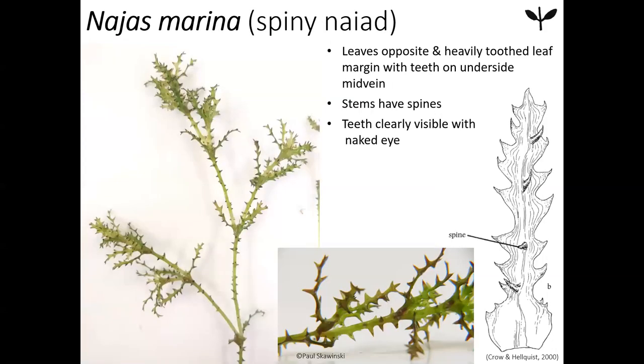And then another species we have is Naias marina. This is, I believe, a restricted species in Wisconsin. Again, it's going to have opposite leaf arrangement and toothed leaves. Another key characteristic is that there are going to be spines on the stem of the plant, and spines on the underside of the midvein. If you look at the picture, you can tell it's extremely spiny and toothed, and the teeth are clearly visible with the naked eye. I should mention that with the other Naias species, you will need a hand lens or a microscope to see those teeth. Those teeth are not visible with your naked eye.